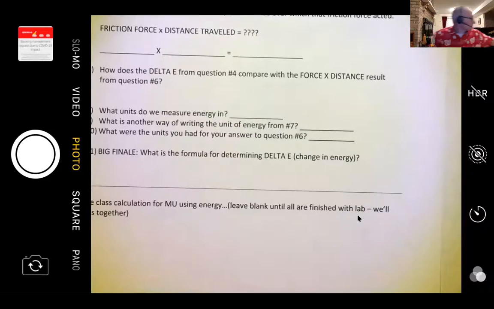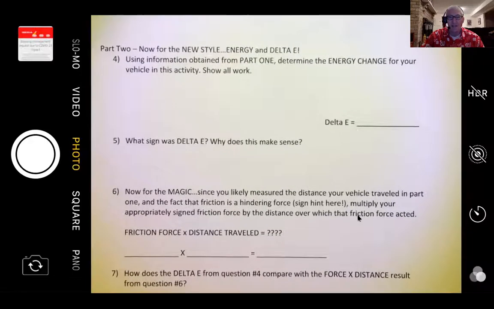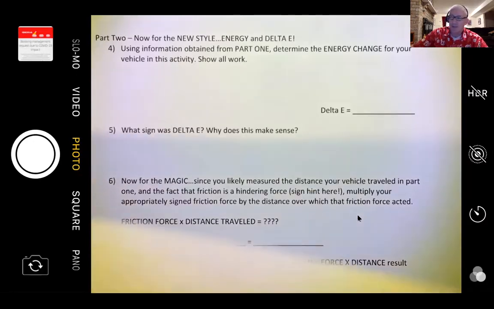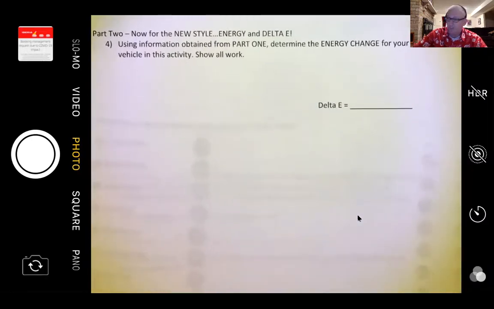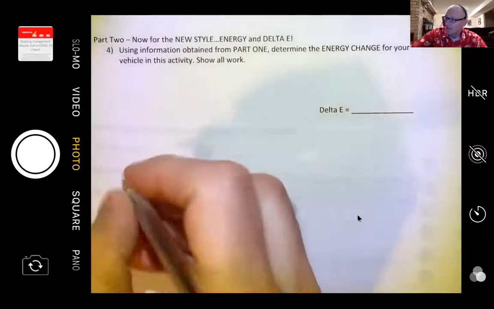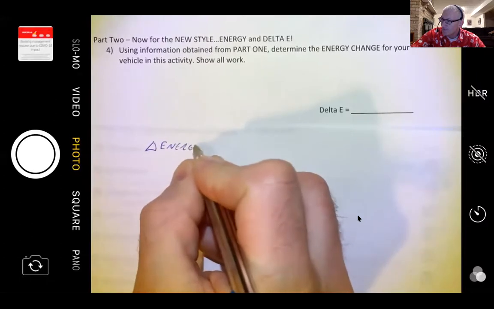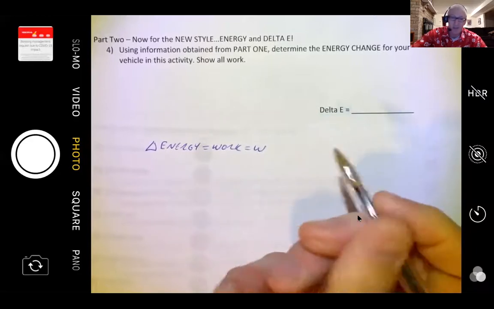Then we head over to the second page of the lab. Now, this is written up using delta E, and I don't want that to confuse anybody. Just realize that delta E is change in energy. Delta means change. So if I'm talking about delta E, I'm talking about change in energy. And we said yesterday and the day before that a change in energy is simply going to be work. And so we're going to represent that as W.